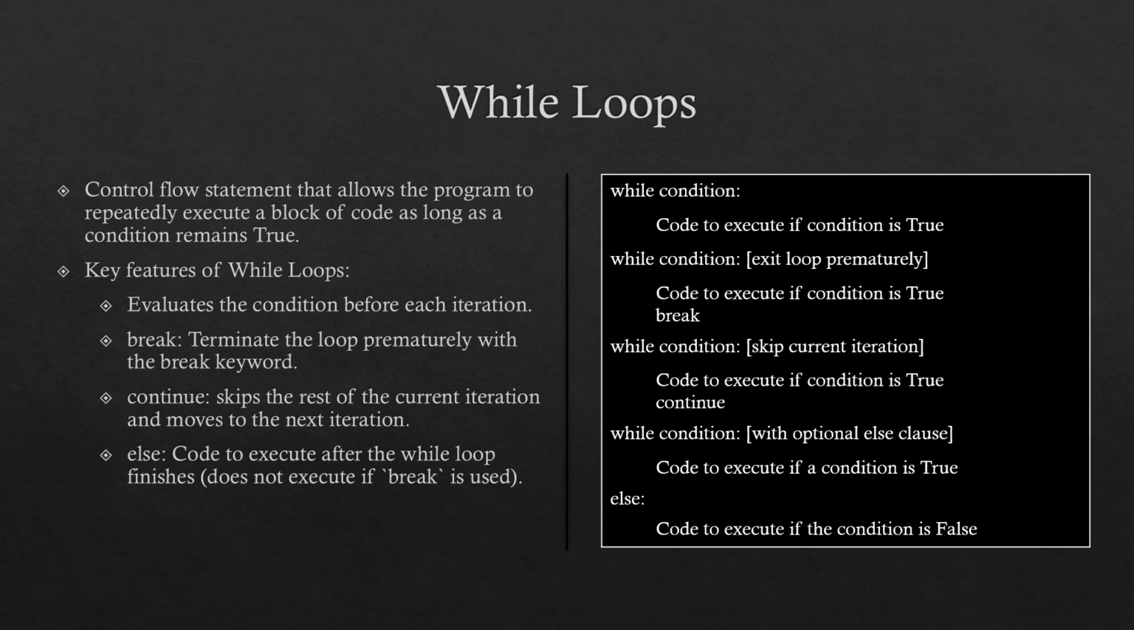Some key features of while loops are that they evaluate a condition before each iteration. This means if that condition is false, the while loop will not execute. You can use the break keyword to terminate the loop prematurely. You can use the continue keyword to skip the current iteration and go to the next iteration. And you can use an optional else clause, which is code that will execute once the condition of the while loop is false. Over here on the right, we'll see some syntax examples.